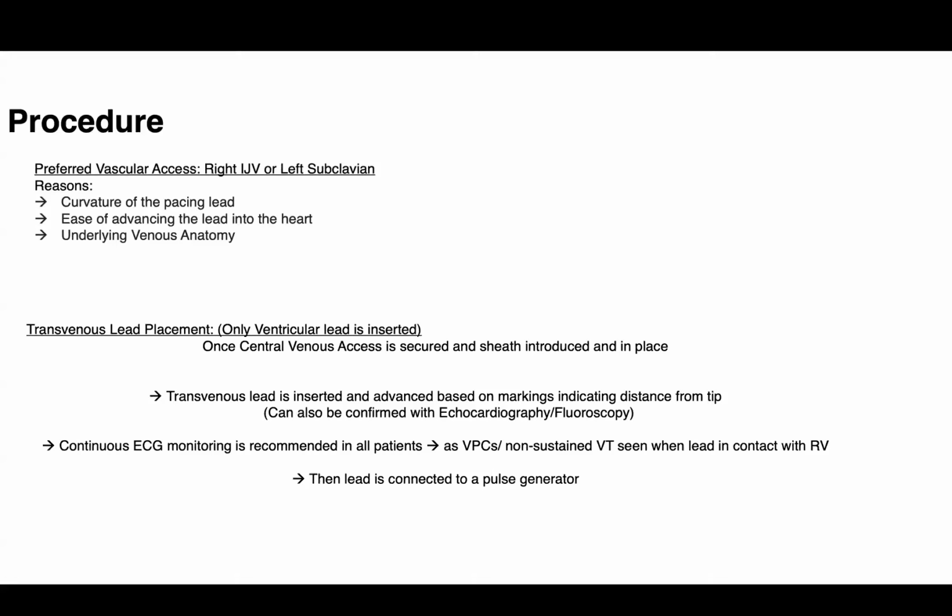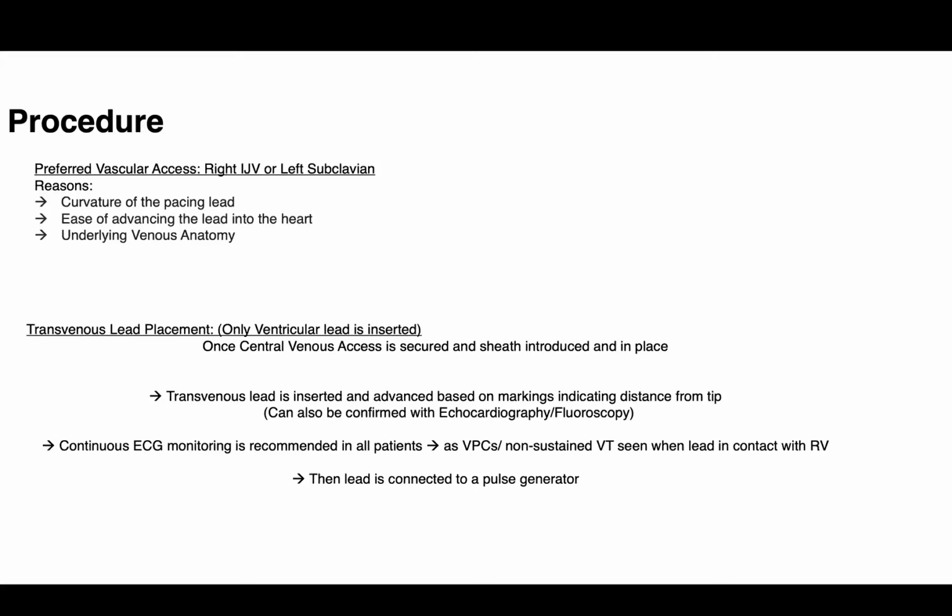So for the procedure, if they ask how it is done, the preferred vascular access is a right IJV or a right subclavian. Why is it so? The curvature of the pacing lead, the ease of advancing the lead into the heart, and the underlying venous anatomy. In transvenous lead placement, only a ventricular lead is inserted.